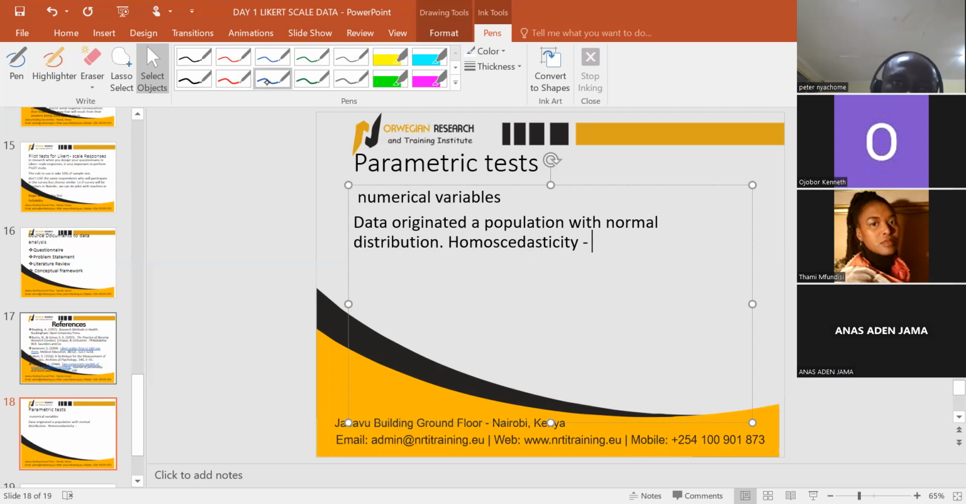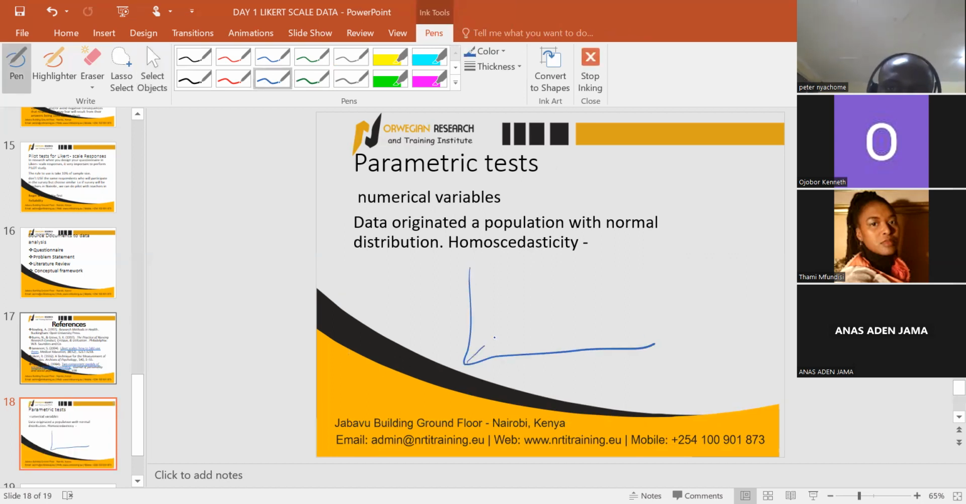Let me just draw a small graph here to illustrate. If this is the scatter graph, then if this point is here, another one is going to be here. This one is going to be here. This one is here. This one is going to be here. These are what we're calling a scatter. They are evenly distributed across. They are forming an equal pattern from X and Y axis.